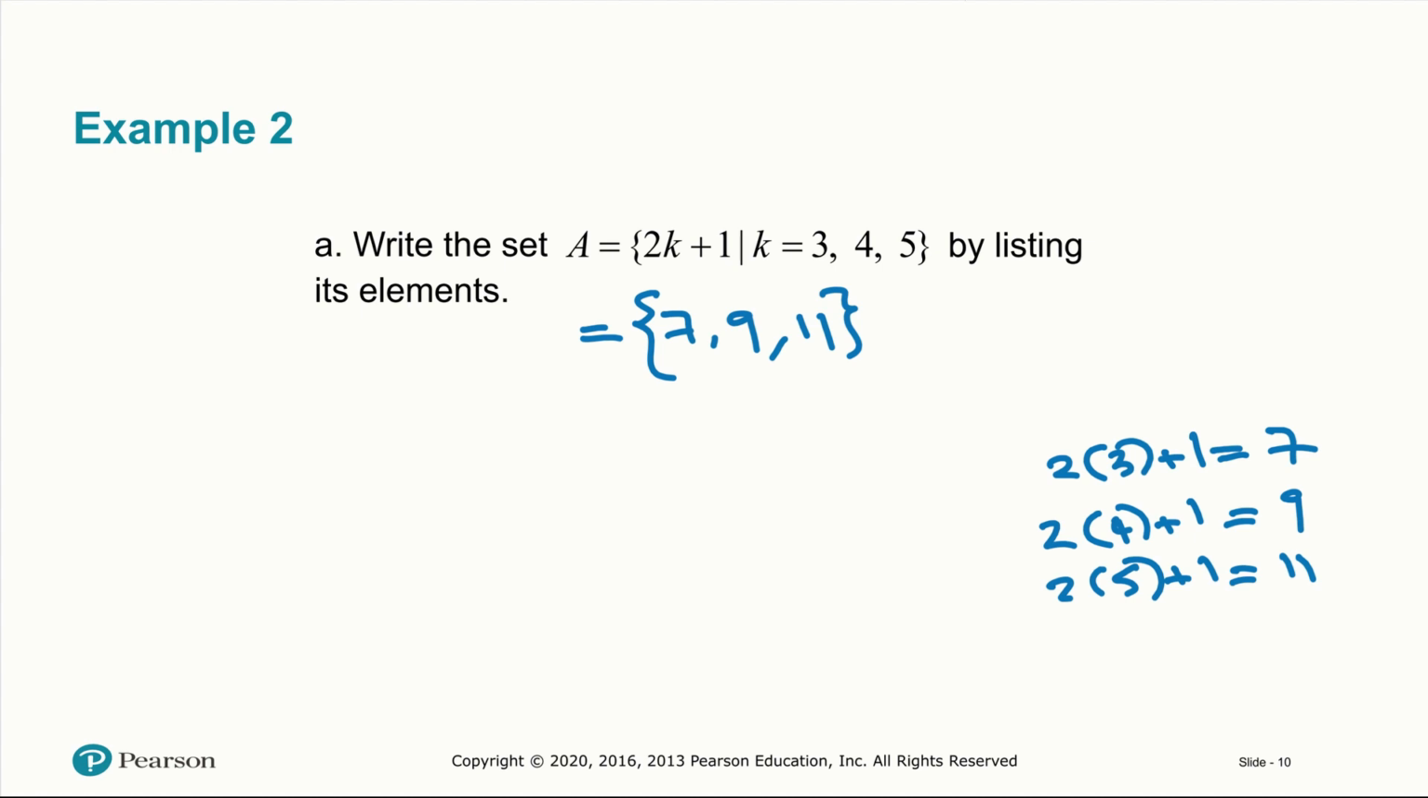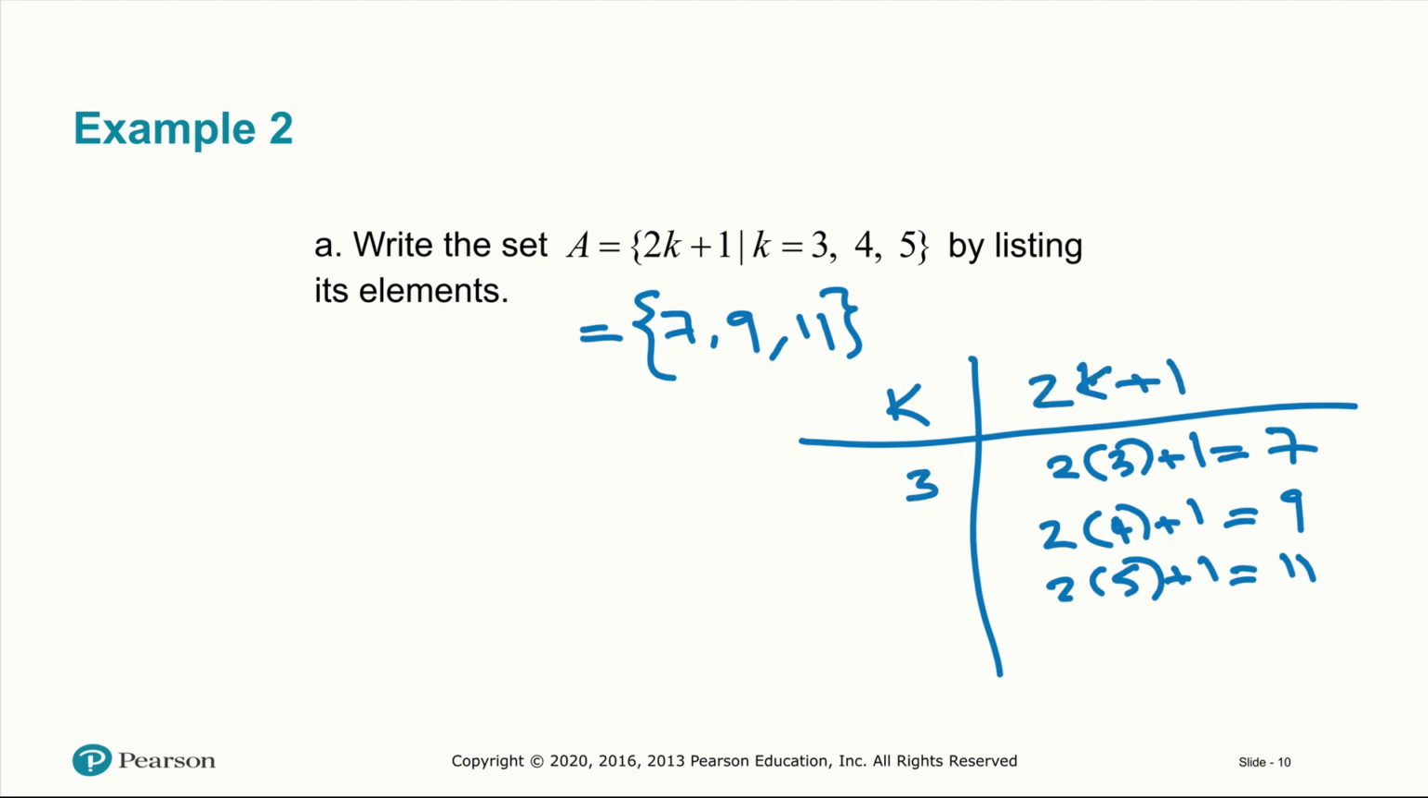If you want a more organized, tabularized version, what you could do is make a table and just say for k value equal 3, the value of 2k plus 1 becomes, for example, 7. For k value 4, the value of 2k plus 1 becomes 9. For the k value 5, the value of 2k plus 1 becomes 11, like that. Okay? So that's that. Very simple.